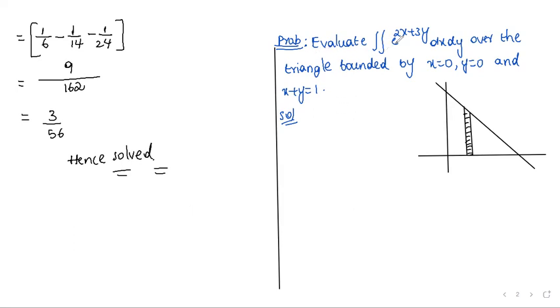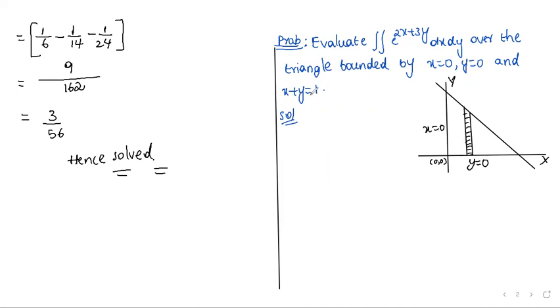Evaluate the double integral of e^(2x+3y) dx dy over the triangle bounded by x = 0, y = 0 and x + y = 1. Using the diagram, this is the x-axis and this is the y-axis, and this is the point (0,0). Here we observe that y = 0 is on the x-axis and x = 0 is on the y-axis.